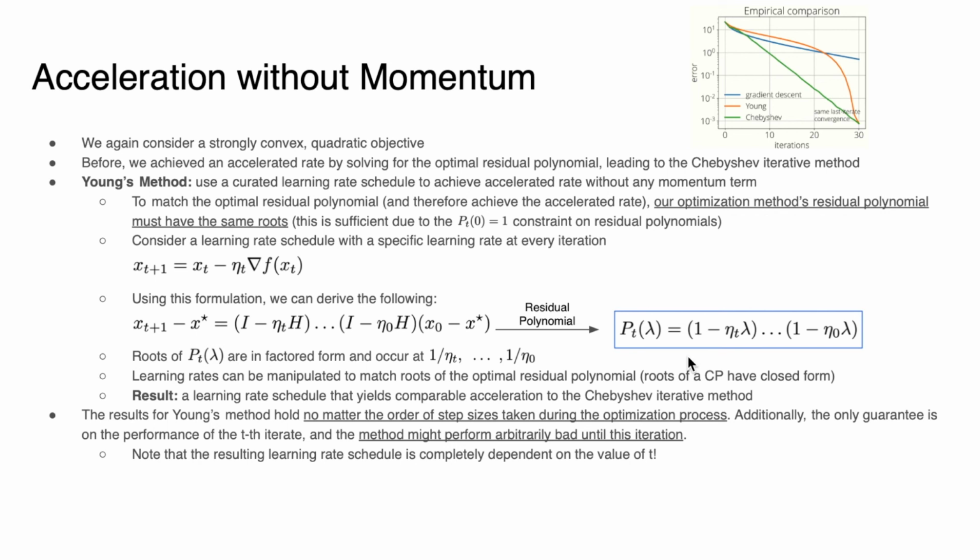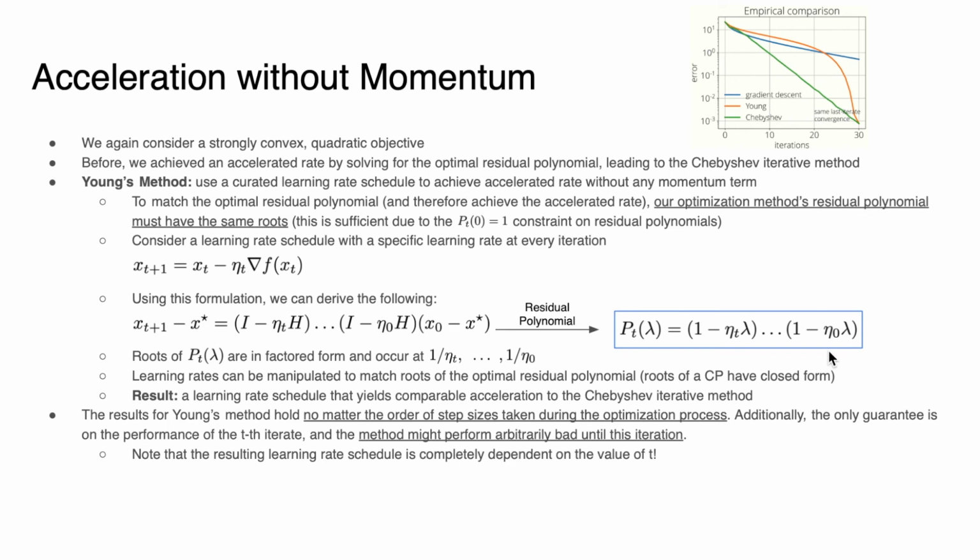And based on this property that we outlined previously, that two residual polynomials with the same roots must be the same, if we do this and set our learning rate such that we match the roots of the optimal residual polynomial, this residual polynomial is the optimal residual polynomial. And as a result, we achieve the accelerated convergence rate of the Chebyshev iterative method, which is all done by just selecting the proper learning rates for gradient descent. There's no momentum term. We just set learning rates to match the optimal residual polynomial, and we end up with an accelerated rate.